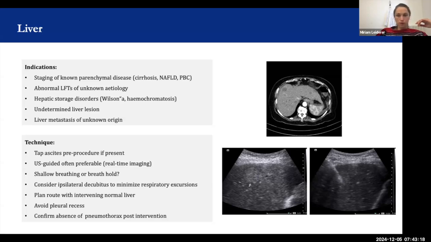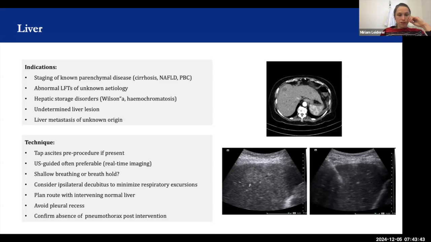So if there's ascites present, try to tap the ascites or have it tapped by someone else. You don't want to go through the ascites, because that increases bleeding risk and infection risk, and just makes your life difficult, because the liver is not going to stay stationary. Ultrasound guided is usually preferable in the liver. I guess you'll know that.